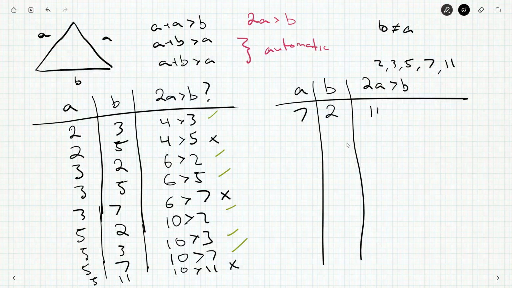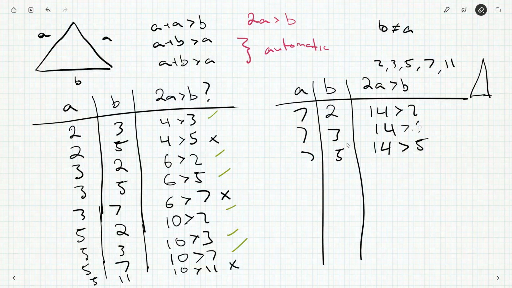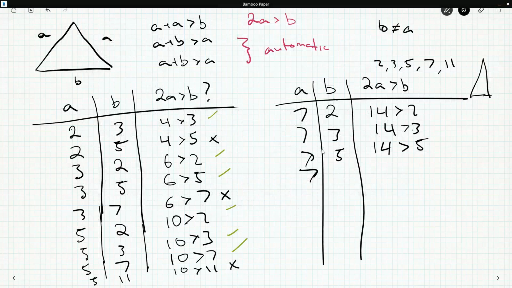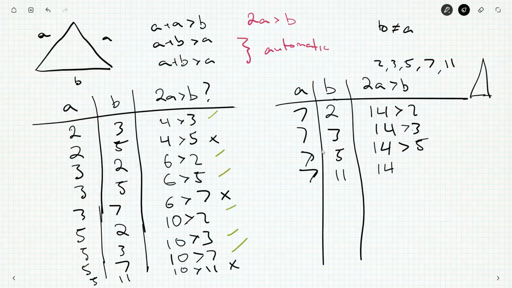7 and 2. Will that work? Well, yeah, 14 is greater than 2. So it's going to be a very narrow-looking triangle. But yeah, it still works. 7 and 3, yep, 14 is bigger than 6. 7 and 5, you bet. Oh, it's not even 6, it's 3. You can't do 7 and 7 because, again, they said exactly 2 equal sides. So we'll skip over 7 and 7. How about 7 and 11? Sure. Because 14 is bigger than 11, and we've exhausted all our possibilities there.